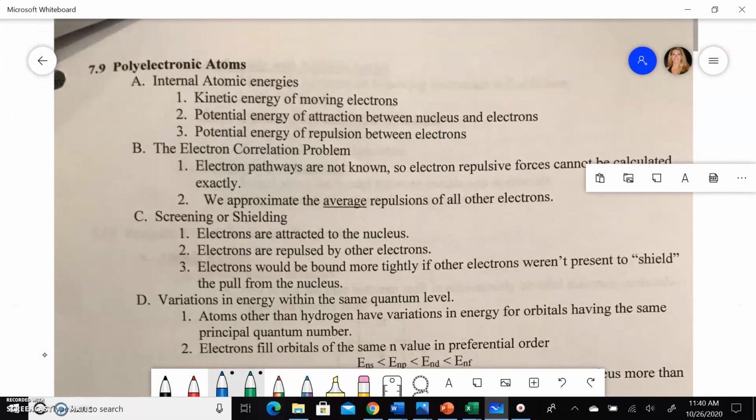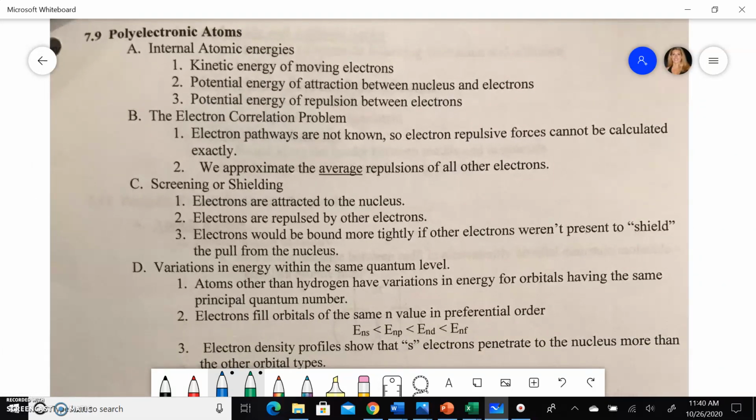And the last thing is section 7.9. So first of all, poly means many, electronic means electrons. So when we talk about lots of electrons in an atom, it's going to change things just a little bit. So we have lots of energies going on here that can affect it. We have the kinetic energy of the moving electrons, we have the attraction between the nucleus and the electrons, and we have repulsion between the electrons.